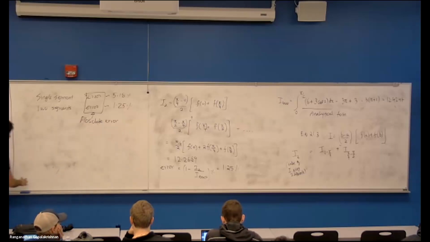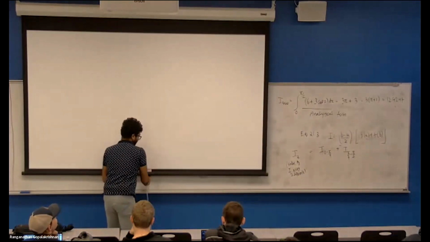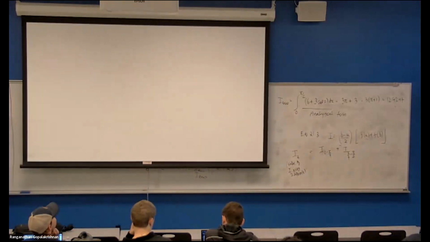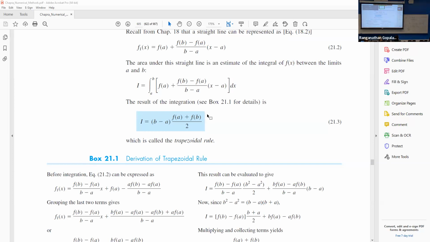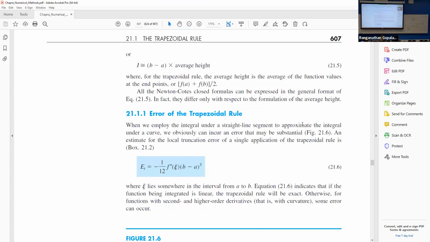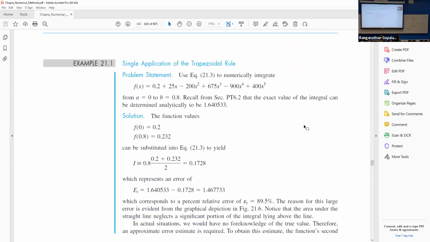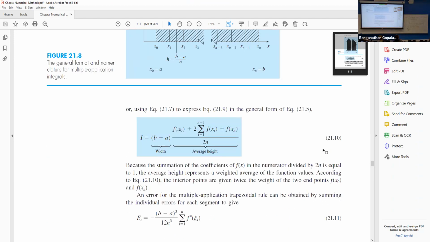Coming back to this problem, if you look at the trapezoidal rule, equation 21.3 is for the single application. And then if you want to do repeated application, you have equation 21.10, sorry, 21.10. So let me write that here.